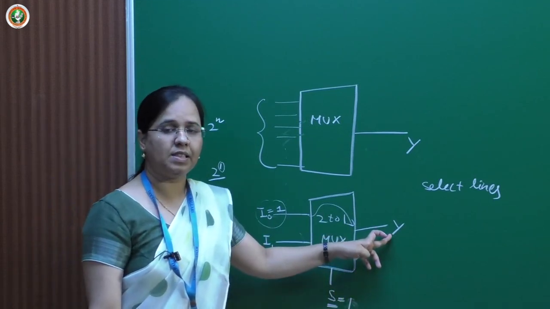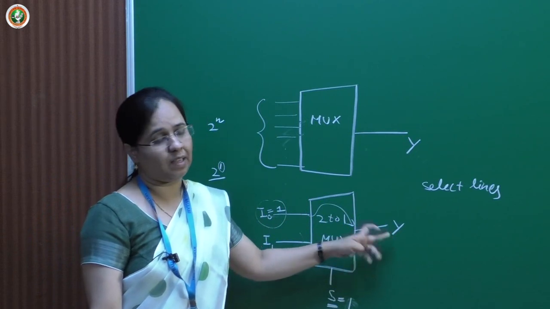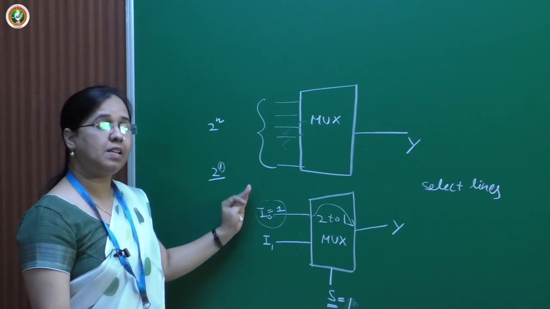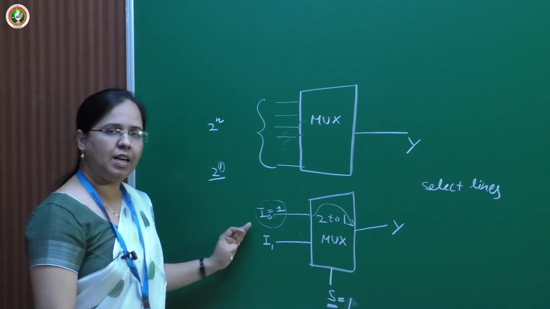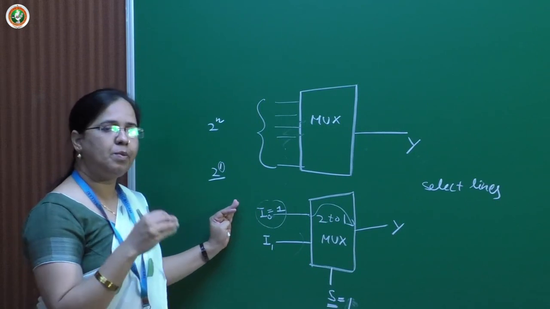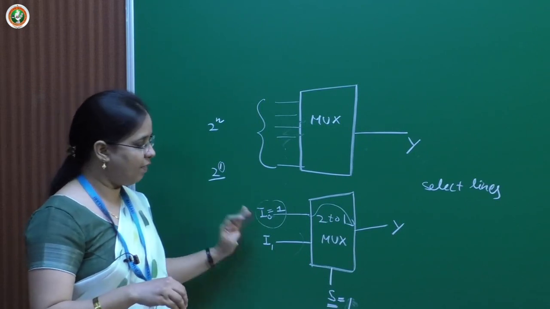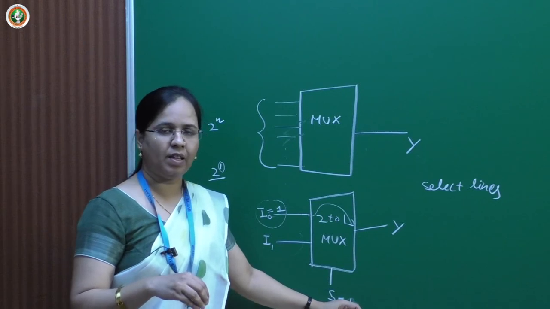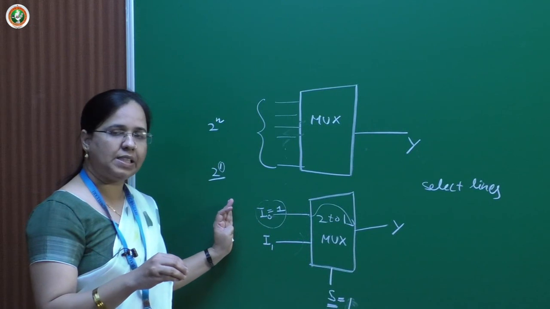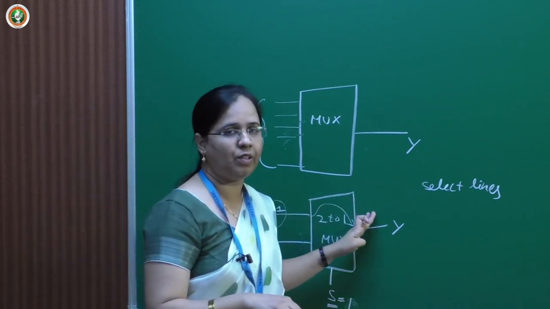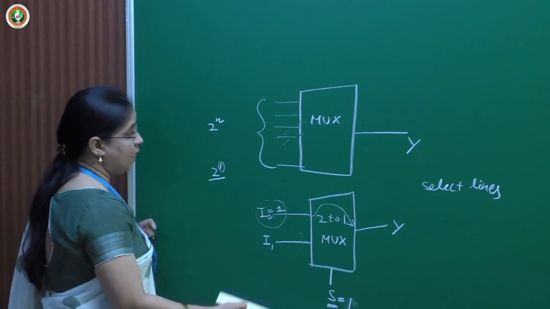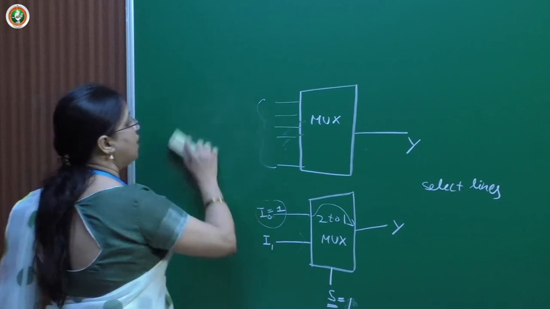So the whole concept here is that whenever we have a multiplexer, there will be several inputs. Among several inputs, I want to select one of the inputs. Which input will be selected is decided with the help of select lines. Based on the value of the select lines, one of the inputs will be selected and forwarded to the output. Now this whole functionality we can represent with the help of a truth table.